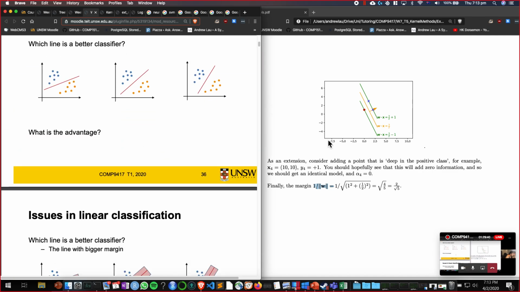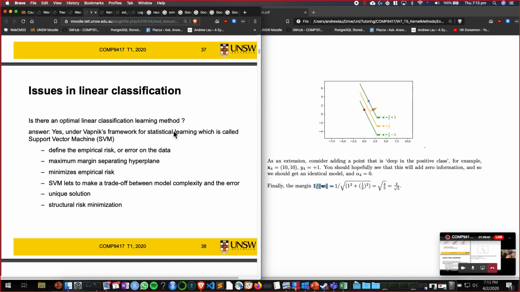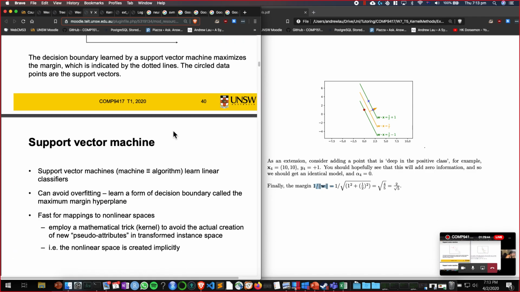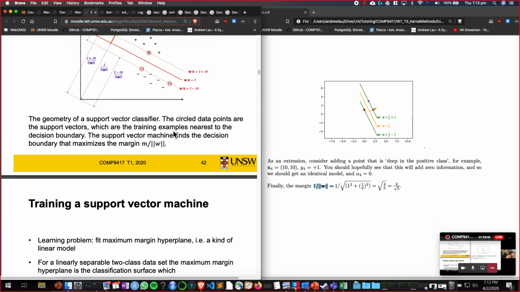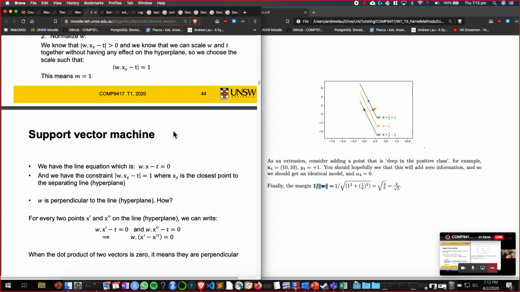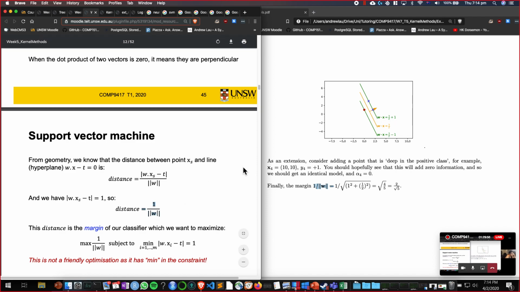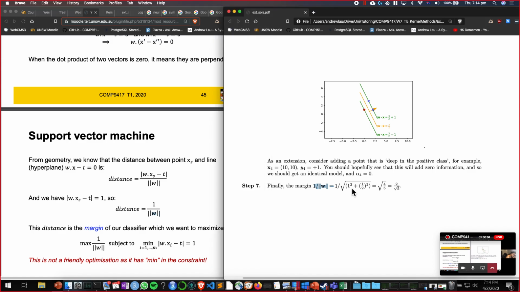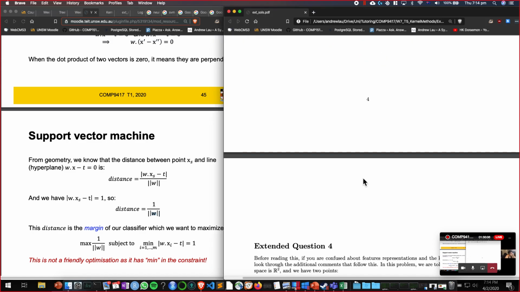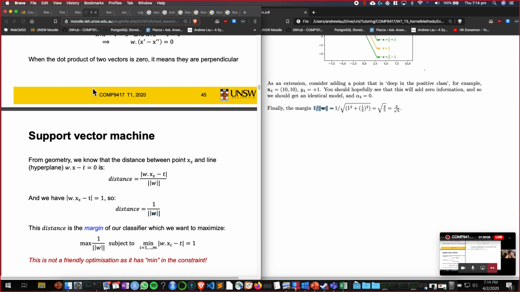Yeah, so this question is particularly involved. I understand it. It's a long one. It's one of these ones. Margin. There it is. Cool. So the distance or the size of the margin is here: 1 on the Euclidean norm, mind you, of the weight vector. Cool. So that's question 2.